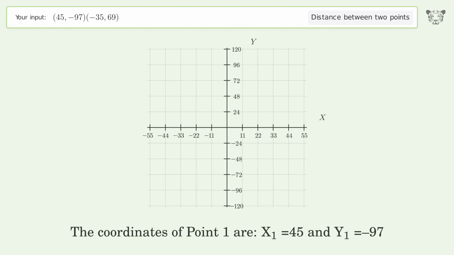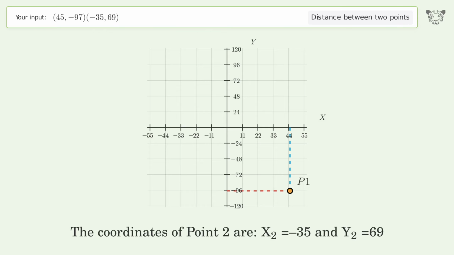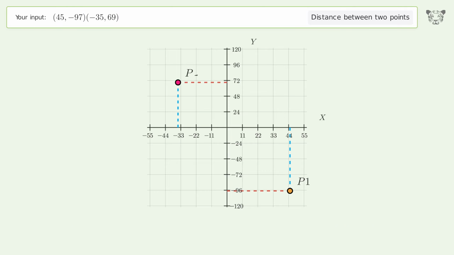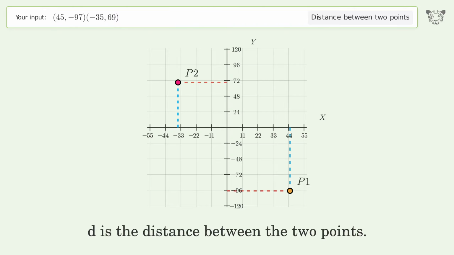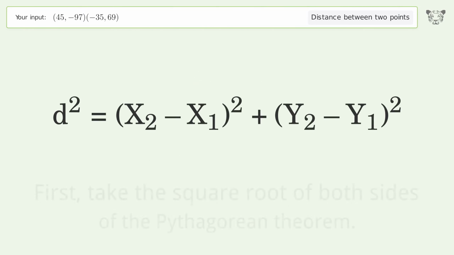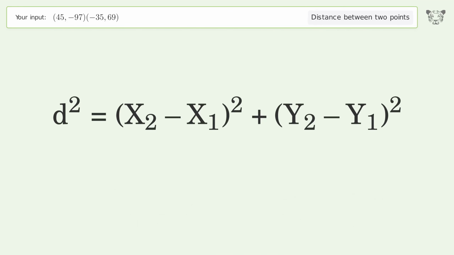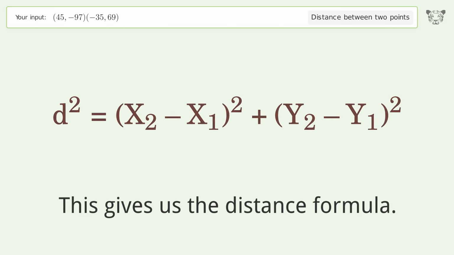The coordinates of point 1 are x1 equals 45 and y1 equals negative 97. The coordinates of point 2 are x2 equals negative 35 and y2 equals 69. D is the distance between the 2 points. First, take the square root of both sides of the Pythagorean theorem. This gives us the distance formula.